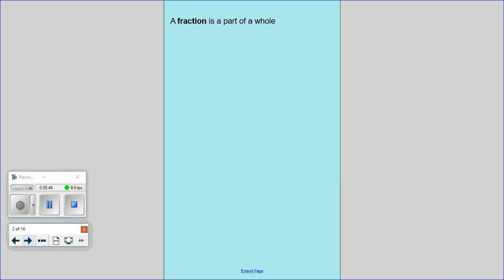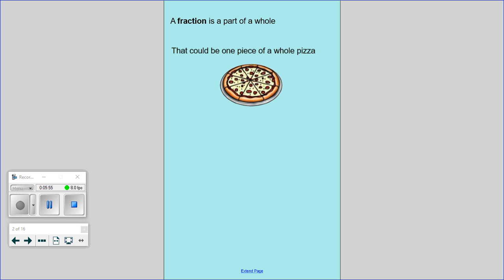A fraction is a part of a whole. So I just wrote that down. We know this. It could be a pizza, one piece of a whole pizza. Draw a little circle. It should not take up your whole paper.